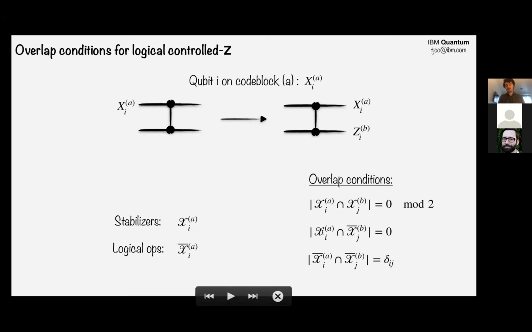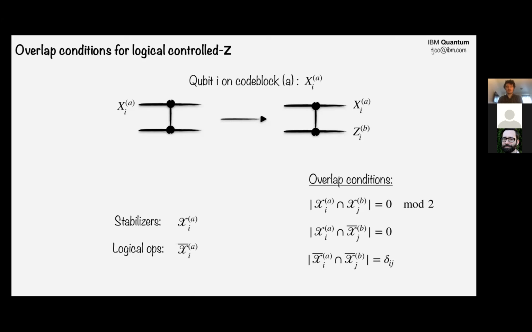And similarly, you don't want to map the X stabilizers onto a Z operator that anti-commutes with the logical operators themselves. So you also want this intersection to be 0 between an X stabilizer and an X logical operator on the second code block. So that's the second condition. And in order for it to actually implement a logical controlled Z across multiple encoded qubits, you want the logical operators not to intersect unless they're conjugate pairs. So the ith logical X operator only intersects with the jth logical operator in the second code block an even number of times unless they're conjugate pairs, so that their label is the same.